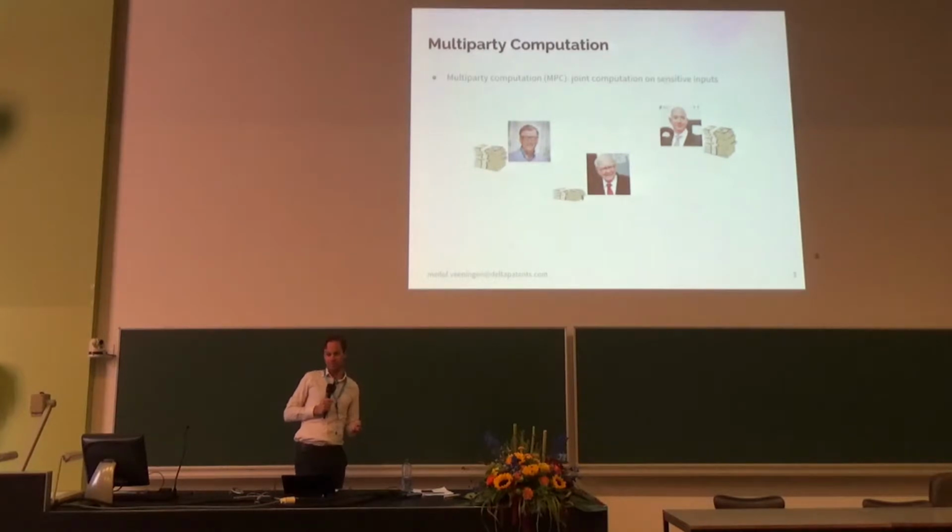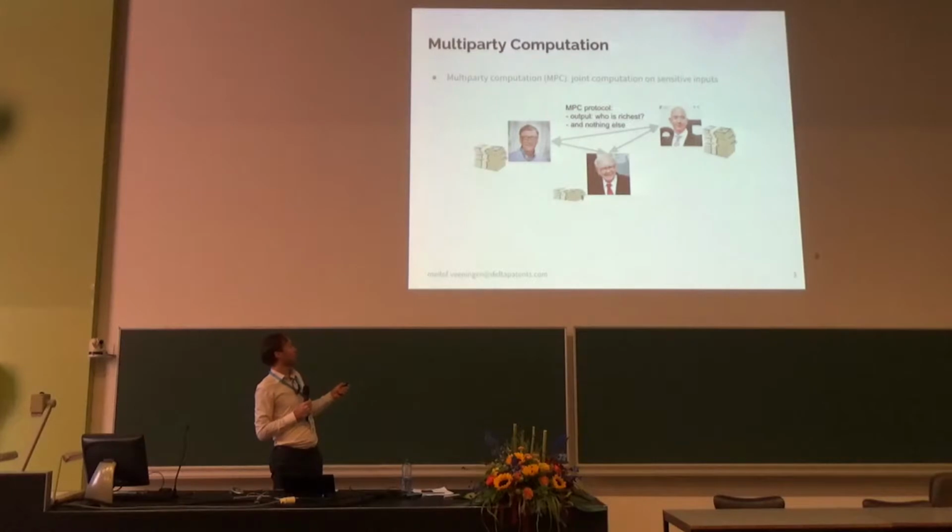So what they can do is to perform a multi-party computation protocol, and the output of that protocol will be a computation over all of their respective inputs, so the heights of their stacks of money. The output would be who is the richest guy, for instance. And the thing about multi-party computation is that it allows you to do this kind of computation without leaking anything about the inputs of the different parties.